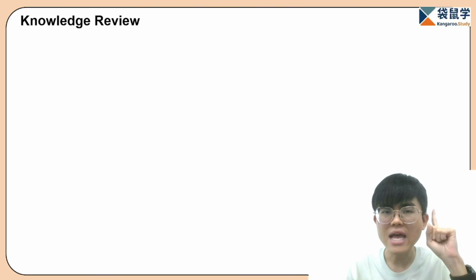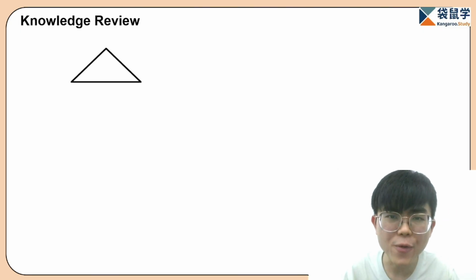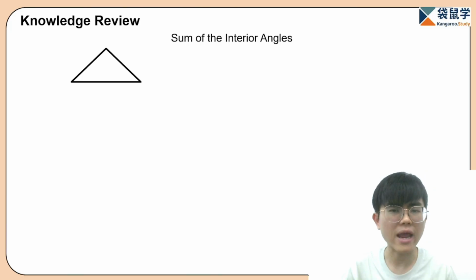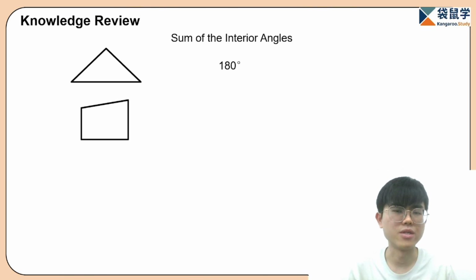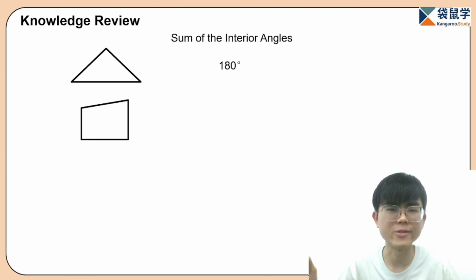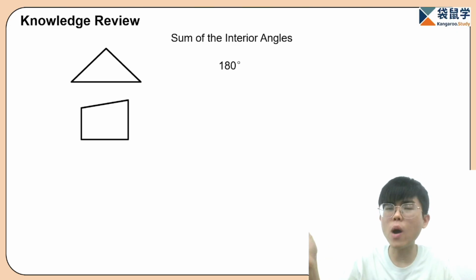Alright, everyone. Now let's say we have a triangle. What is the sum of the interior angles? It is equal to 180 degrees. What if we have a quadrilateral? What is the sum of the interior angles? So we have just learned that for one triangle, it will be 180 degrees.